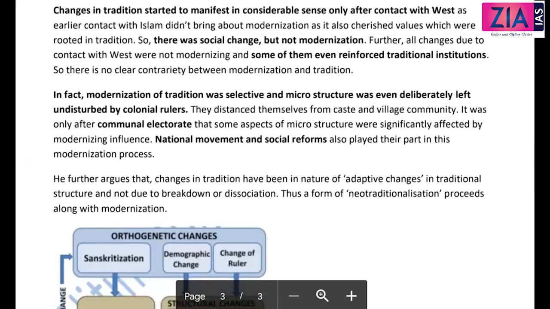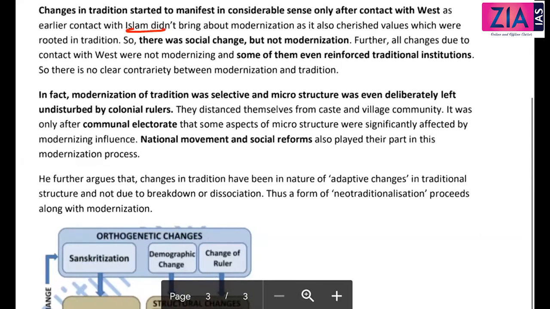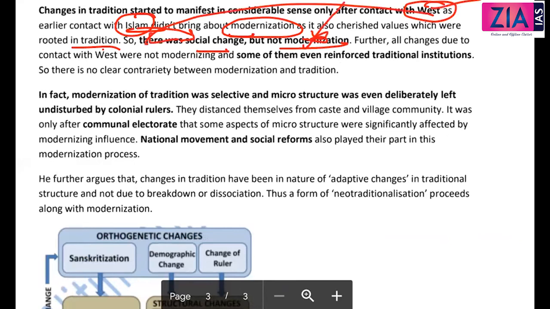Changes in tradition started to manifest in a considerable sense only after contact with the West, as earlier contact with Islam did not bring about modernization, as it also cherished values which are rooted in tradition. Islam also has some elements related to tradition, in fact more related to tradition only, but the West brought modernization. So with Islam we can say social change is there, not modernization. With the West we can say social change is there, and at the same time modernization is also there.